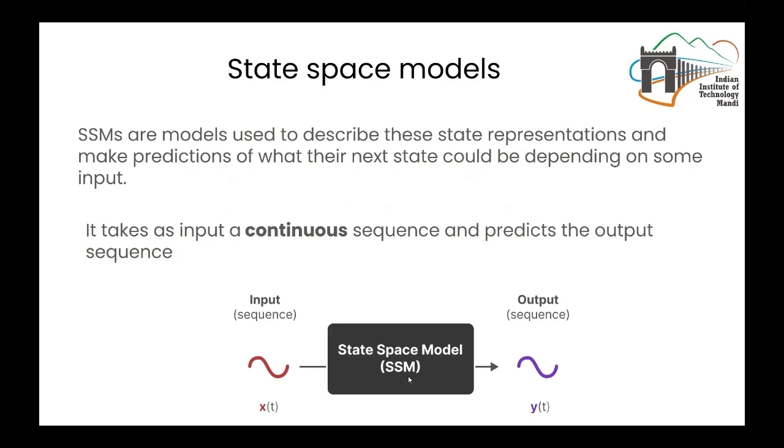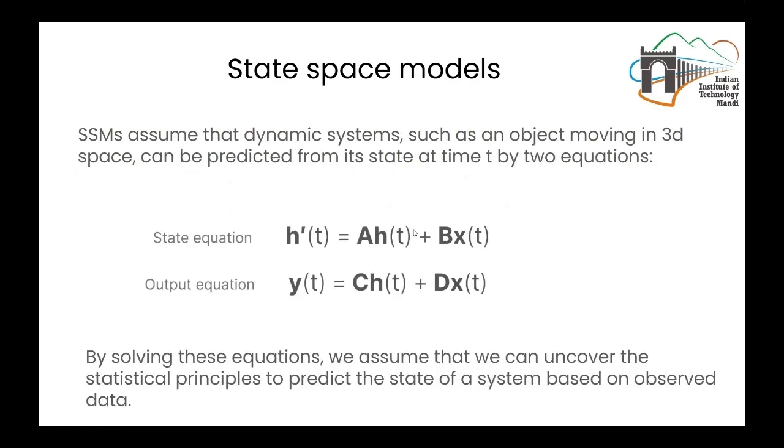How this SSM works is that it takes a continuous input sequence and gives you an output continuous equation, just like a differential equation which works on continuous functions. The basis of the SSM model is that it assumes that for any dynamic system, even something such as an object moving in 3D space, we can predict its further states with the help of just two equations. The two equations are named the state equation and the output equation, and they are defined as such.